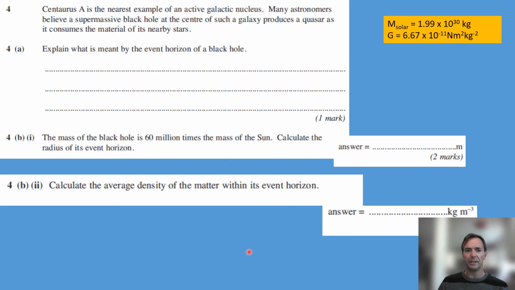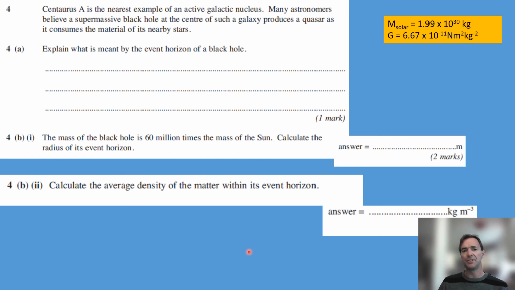So, the mass of a black hole is 60 million times the mass of the sun. Calculate the radius of the event horizon, straightforward stuff. The hard bit about this is, of course, the mass of the sun is buried on your formula sheet, so you have to go and look for it, and that's what panics a lot of students. I've given it to you in the top right-hand corner here, just to save you time. So 1.99 times 10 to the power of 30 kilograms, and then, of course, 2 marks for that. Get your equation down, get your numbers in, make sure you've got your powers in the right place.